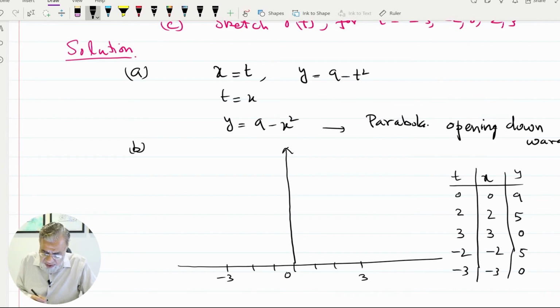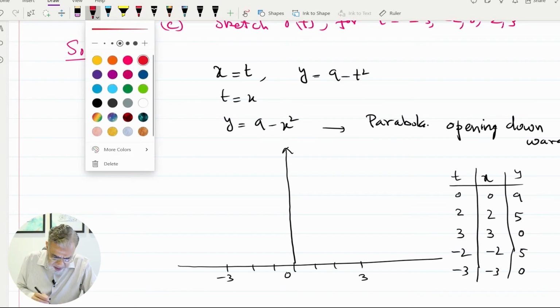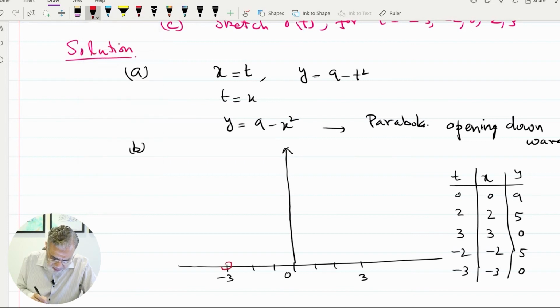So we sketch these values. We have these points from the table. This point is when t equals -3, and the value of y is 0. When t equals 0, the value is 9, so this is 0, 9. This value is 3 and 0. Then we take t equal to 2, and the value is 5. I take this as the point 2, 5.